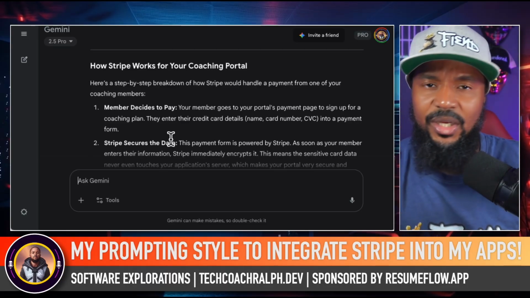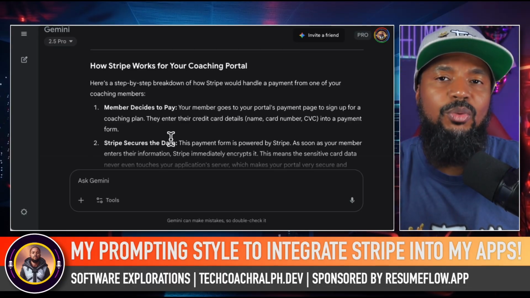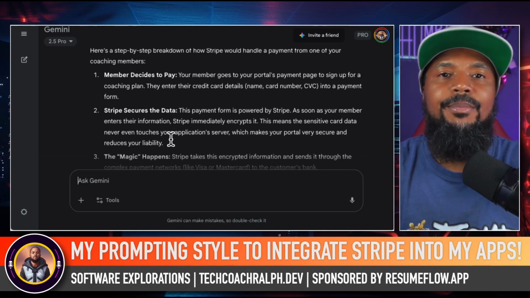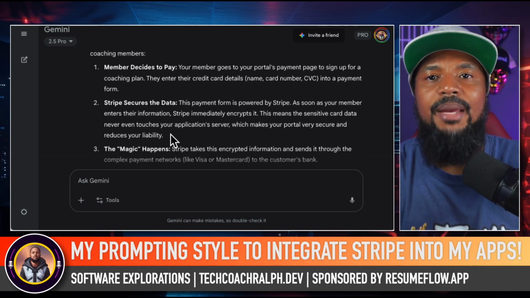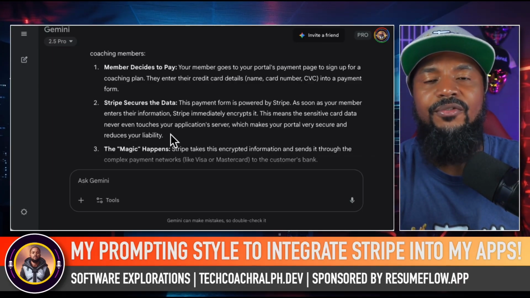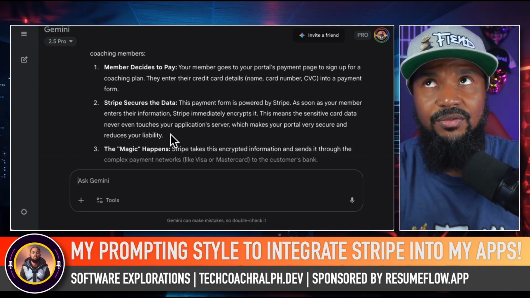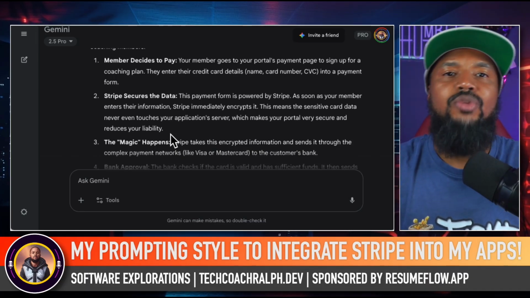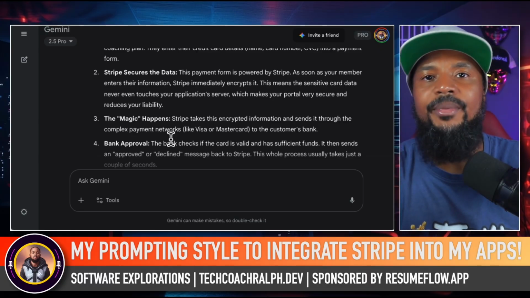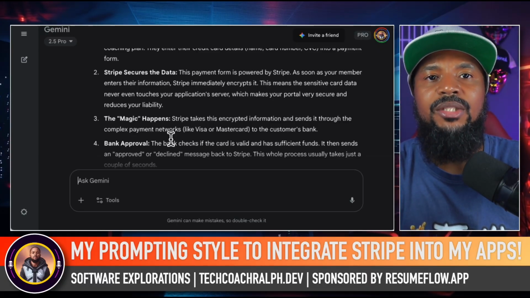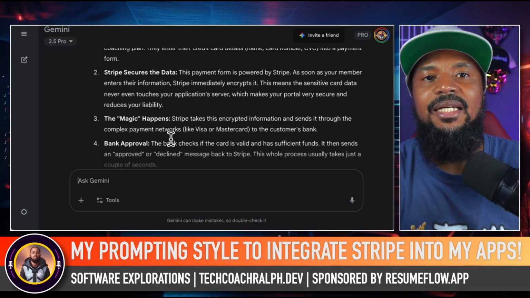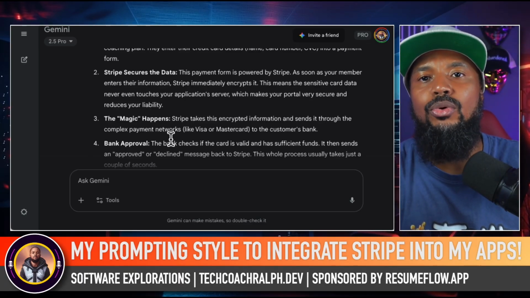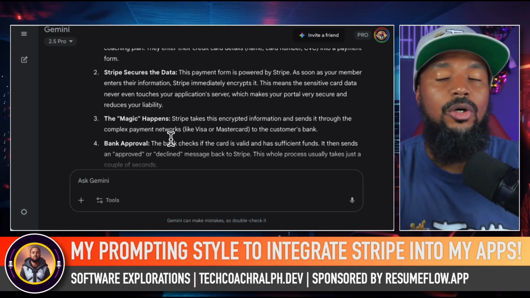Exactly. How Stripe works for your coaching portal. We're going to share a step-by-step breakdown of how Stripe would work for my coaching portal, right? Members decide to pay. Your member goes to the portal's payments page to sign up for a coaching plan. They enter their credit card details, the name, credit card information, the CVV, the CVC, into a payment form. Stripe secures the data. This payment form is powered by Stripe. As soon as your member enters the information, Stripe immediately encrypts it. This means the sensitive card data never touches your application server, which makes your portal very secure and reduces your liability. So everything goes through Stripe.